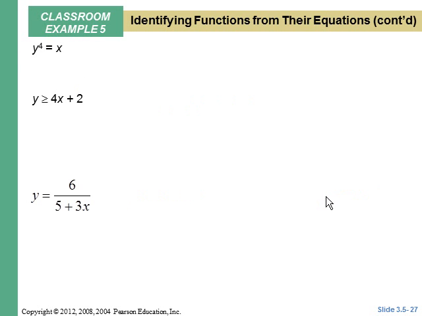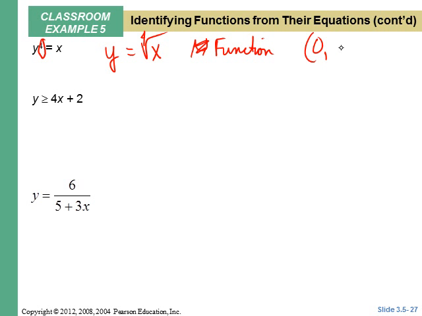Okay, this one. Now, you can have a fourth power. Y to the fourth is x. No, you can't, because you have to write y in terms of x. Y is the fourth root of x. And so we would have to say this is a function. And the domain is from 0 to infinity.